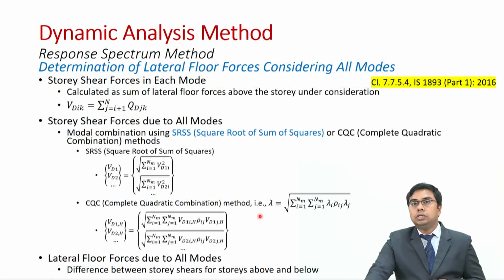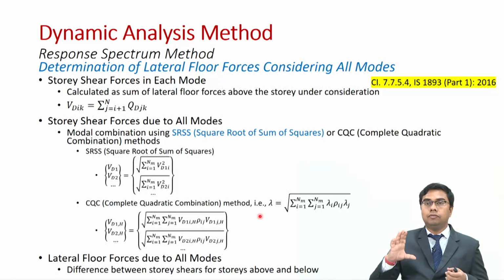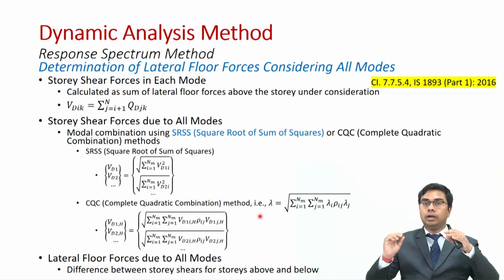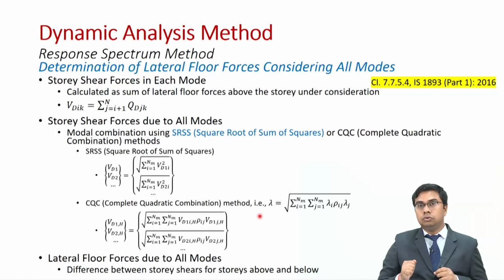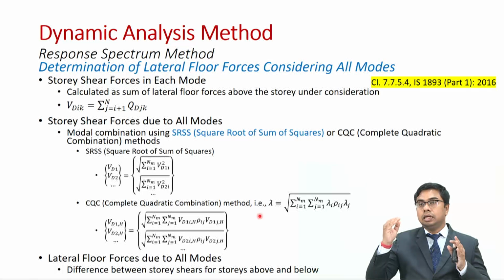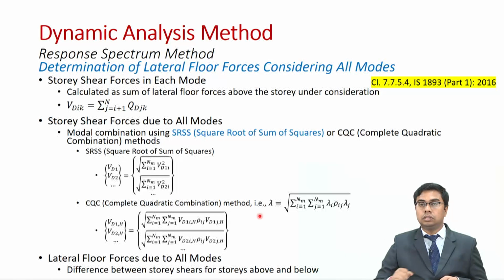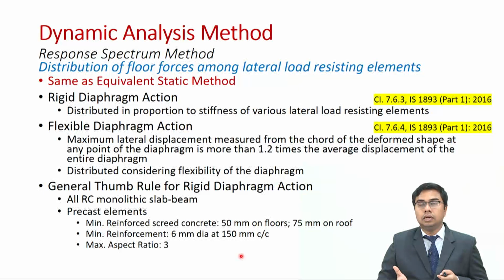Once we have the story shear force due to all modes, we can take the difference between the story shear for a story above and below to find out what is the lateral floor force at that floor due to all modes. So, we have the story shear known to us considering all the modes. If we take the difference between the story shear for a story above and below, it should give us the lateral floor force due to all modes.